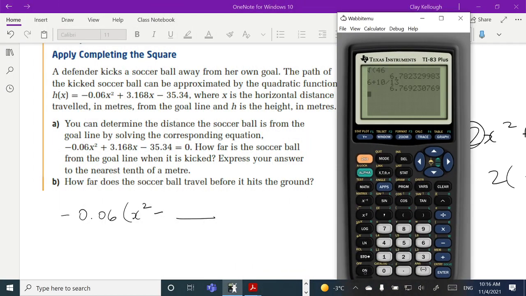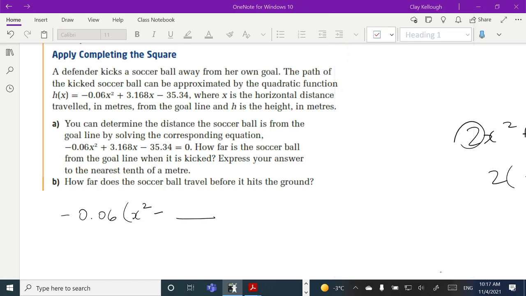Okay, so clear, clear, clear, clear. 3.168 divided by 0.06. 52.8. Oops. 52.8x. And then, of course, we leave ourselves some space. We kick that constant kind of out of the way. We'll deal with him later.